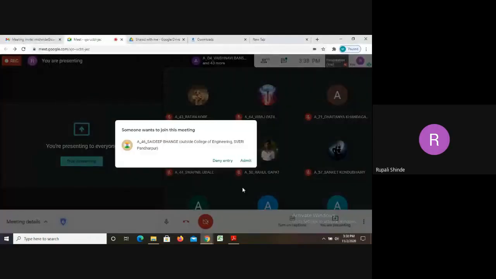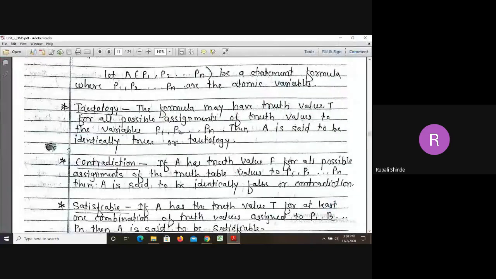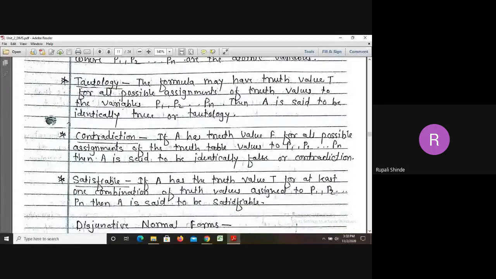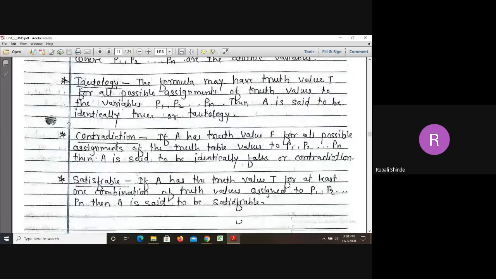That is, if all truth values, if your last column contains all values as true, then that is called a tautology. Contradiction means what? If your last column contains all values false, then that is called a contradiction. And satisfiable means what? If your last column contains at least one value true, then that is called satisfiable. So all these definitions we have already covered.